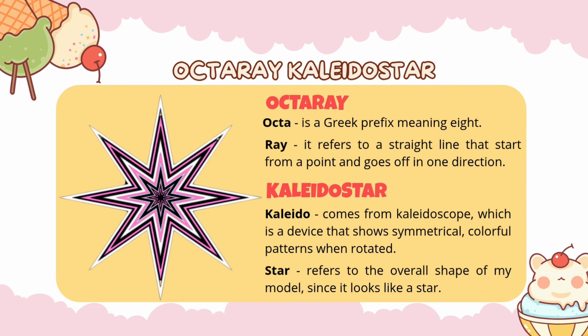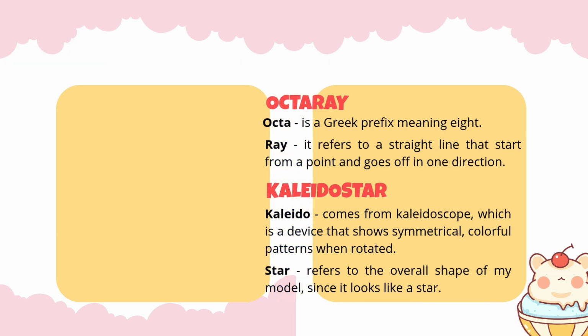While the word Kaleido Star is also divided into two words, the word Kaleido and the word star. Kaleido comes from the kaleidoscope, which is a device that shows symmetrical, colorful patterns when rotated. And star refers to the overall shape of my geometric model since it looks like a star. And as you can observe, the color of my geometric model is purple because I really love the shade of purple. And that is the background of my geometric model, Octaray Kaleido Star.